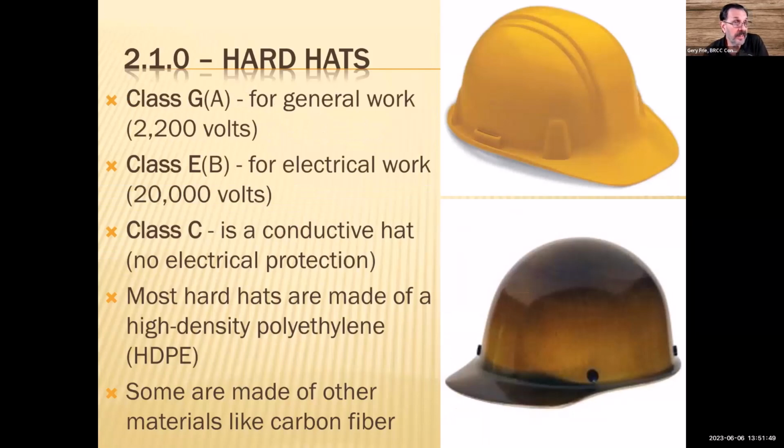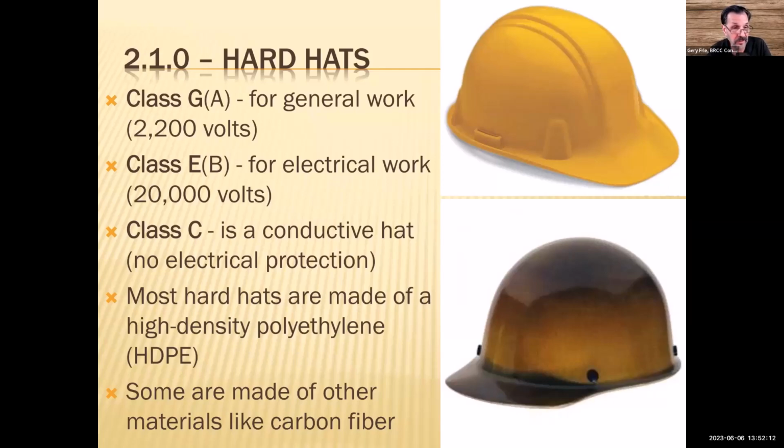Hard hats are classified as G, E, or C by classification. It used to be A, B, C, but now instead of A for general work, it's G for general, which kind of makes sense. And then E for electrical. That makes a little more sense than B. But you'll find old timers that still use those older classifications of A, B, C. And C stayed the same. That's for a conductive hat.